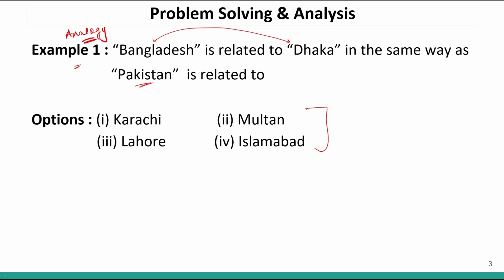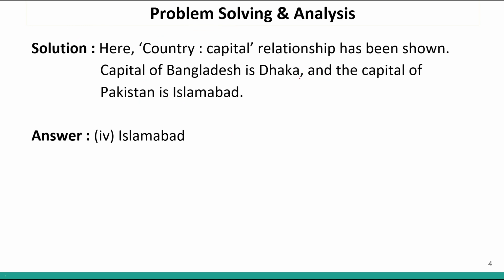Now I can see that Bangladesh is a country whose capital is Dhaka. So my relationship is of country and its capital, correct? So Pakistan is a country and we have to find the capital. So the capital of Pakistan is Islamabad, which is given in your option number 4. So option number 4 will be the correct answer to this question. Okay? Here you can look at the solution.